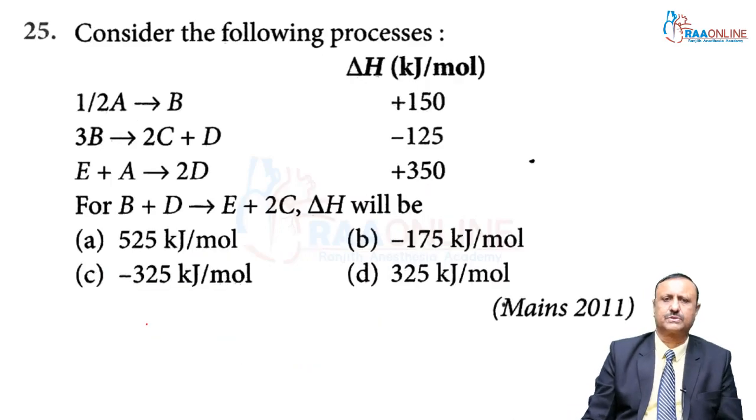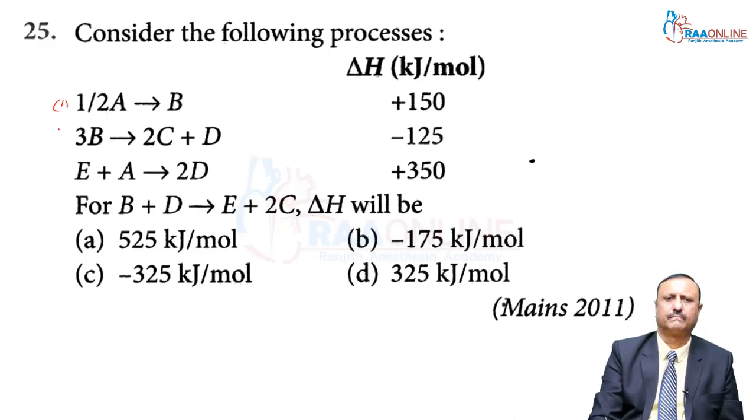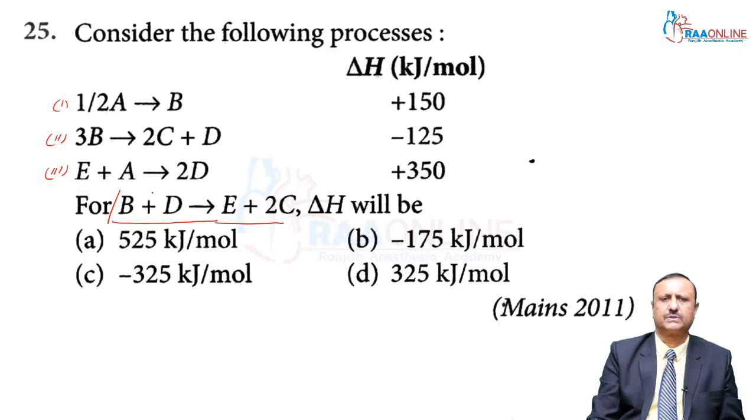Now, we can go to question number 25. Here we can see, consider the following process. Number 1: half A gives B, delta H is equal to plus 150 kilojoule. Number 2: 3B gives 2C plus D, delta H is minus 125 kilojoule. Number 3: E plus A gives 2D, delta H is plus 350, and we want the delta H for this equation. My dear students, what is the trick and concept to solve this question?